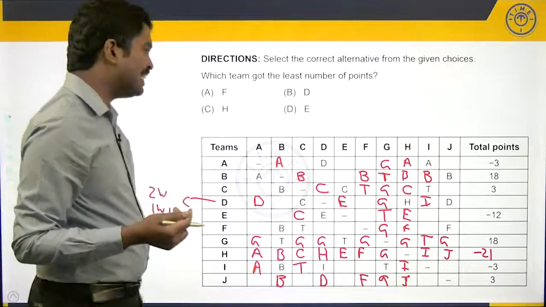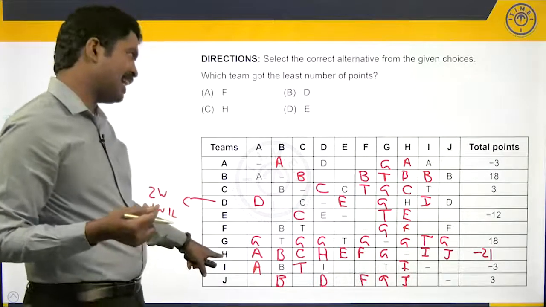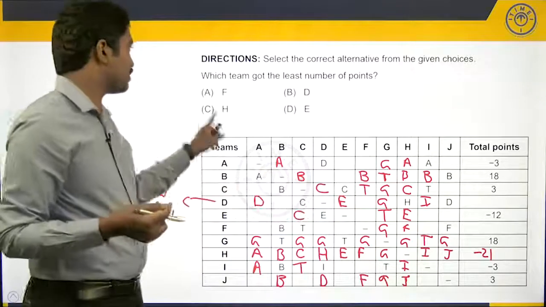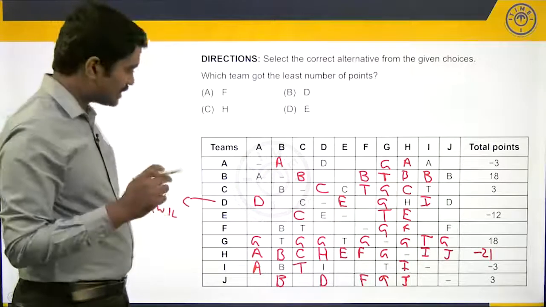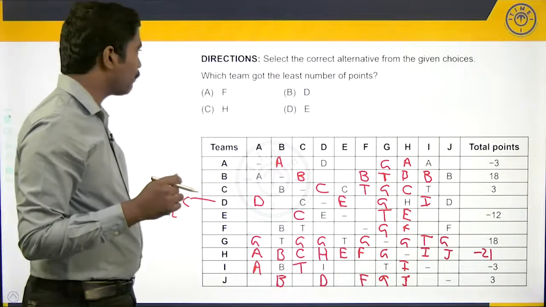Which team got the least number of points? That has to be H with minus 21 points. That would be option C. H has the least number of points.